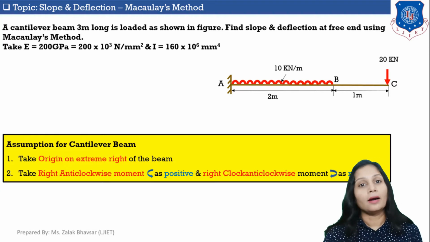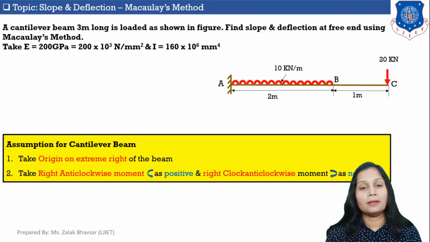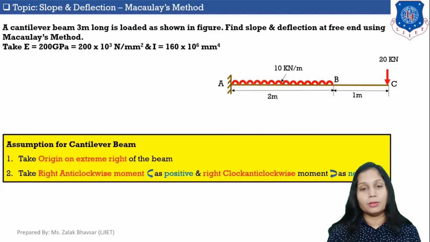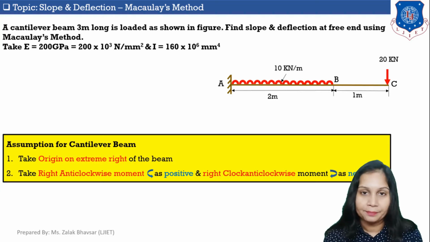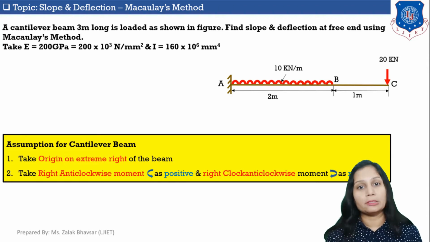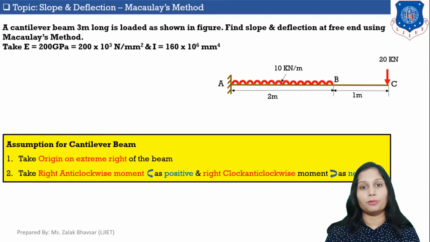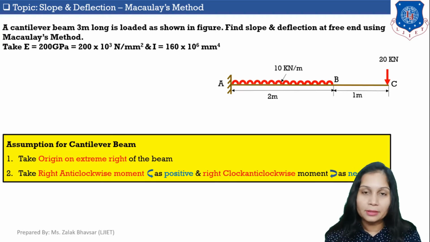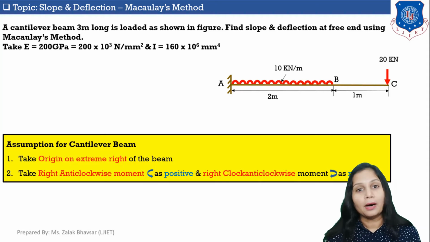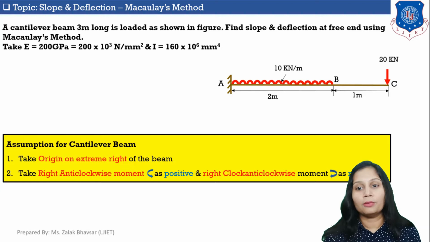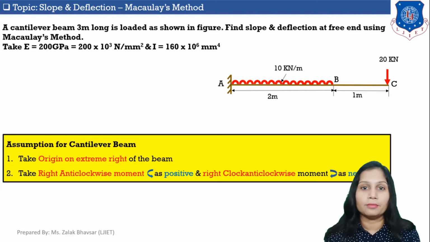Okay, and another assumption is that in case of cantilever beam, we will calculate moment on right side of the section line. It means while calculating moment for cantilever beam, we will consider all anti-clockwise moment as positive and clockwise moment as negative. Okay, so these two assumptions are different than that we discussed earlier. Other four assumptions will be the same. Okay, now let's start calculating our numerical.